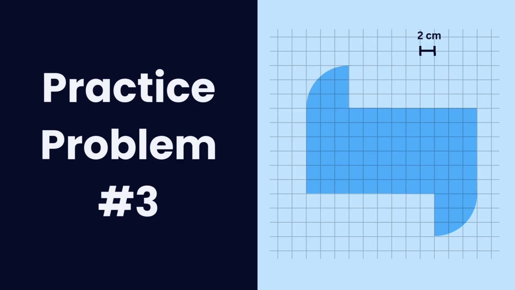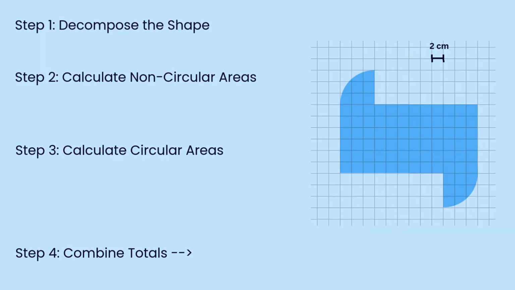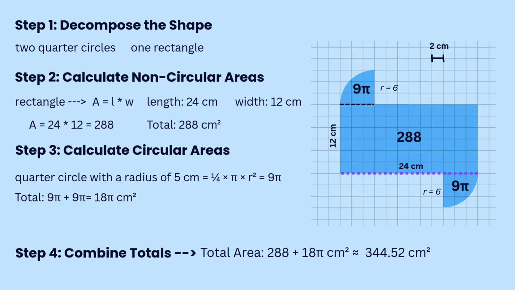Here is the last one, but there's something new here. This shape is on a grid. This grid uses a scale where every segment equals 2 centimeters. So when you count squares, you must multiply by 2 to get the real measurement. Knowing this, pause the video and find the area of this figure. Pause the video one more time and check if your process matches the steps shown before you wrap up the video.